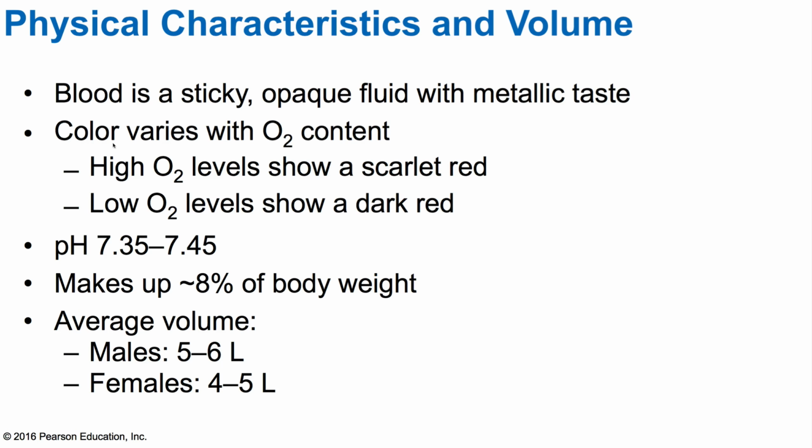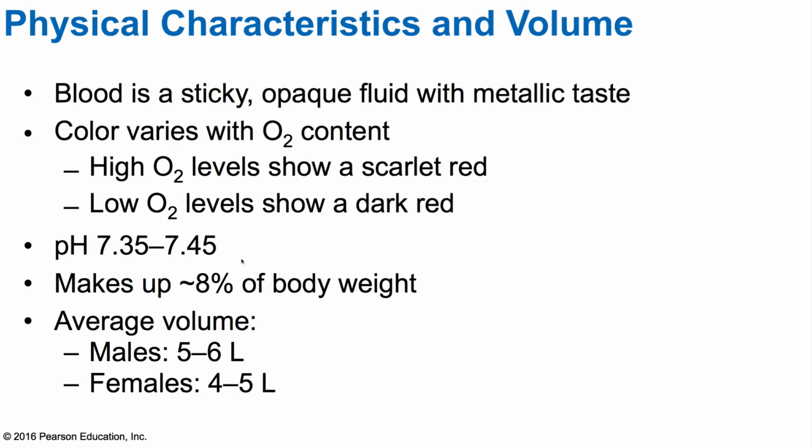Again, the color of blood will vary in accordance with its oxygen content. If you were to draw blood from a vein, you'll find the color to be dark red. The reason for this is because it's low in oxygen. If you were to draw blood from an artery, you'll find that the color is going to be bright, like a scarlet red. And the reason for that is because it's high in oxygen.